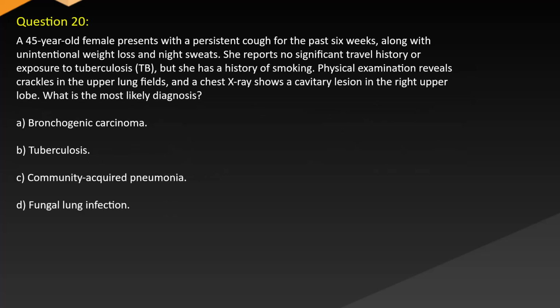Question 20. A 45-year-old female presents with a persistent cough for the past 6 weeks, along with unintentional weight loss and night sweats. She reports no significant travel history or exposure to tuberculosis (TB), but she has a history of smoking. Physical examination reveals crackles in the upper lung fields, and a chest X-ray shows a cavitary lesion in the right upper lobe. What is the most likely diagnosis? A. Bronchogenic carcinoma. B. Tuberculosis. C. Community-acquired pneumonia. D. Fungal lung infection.